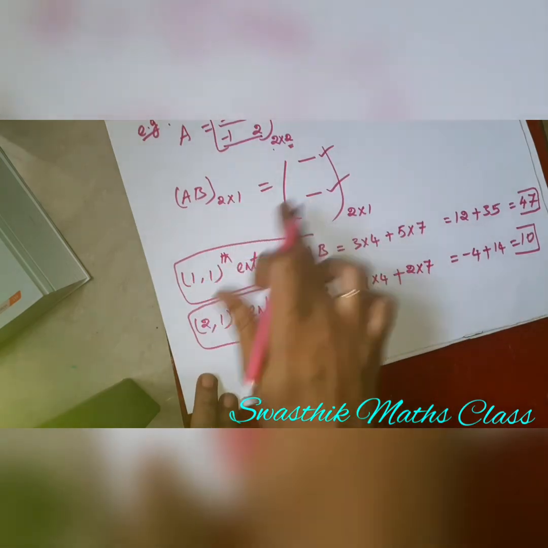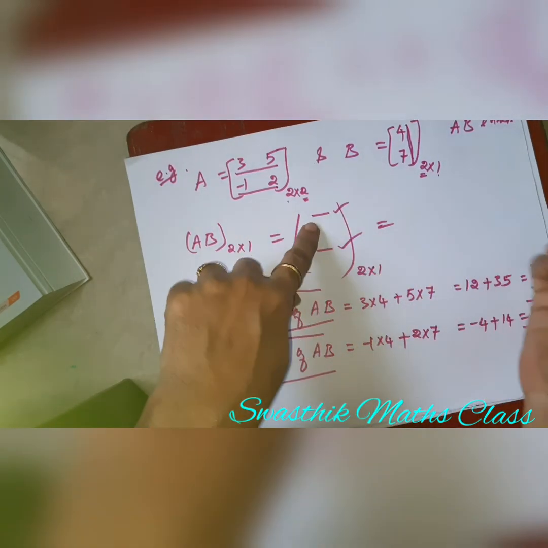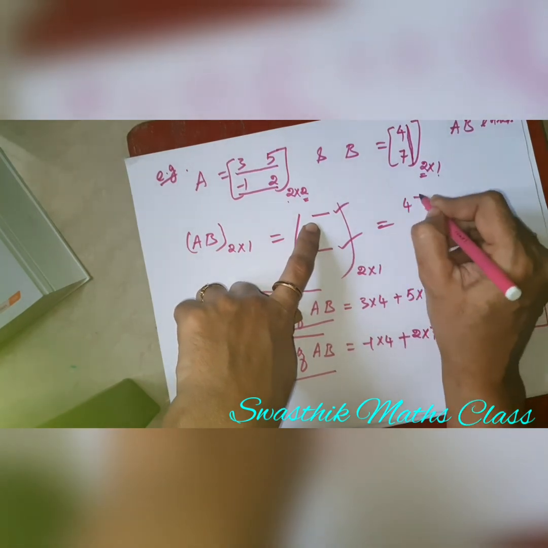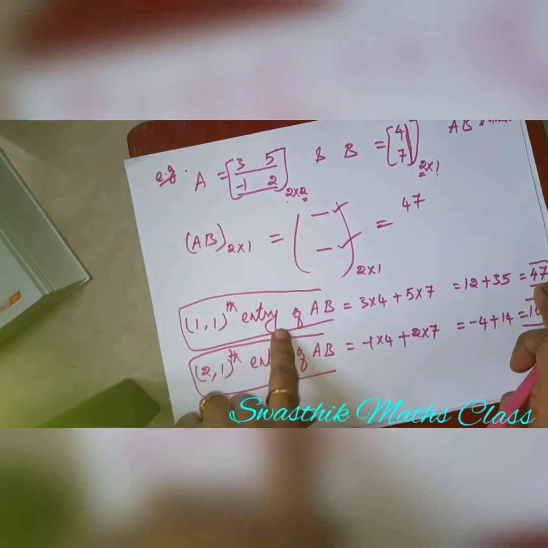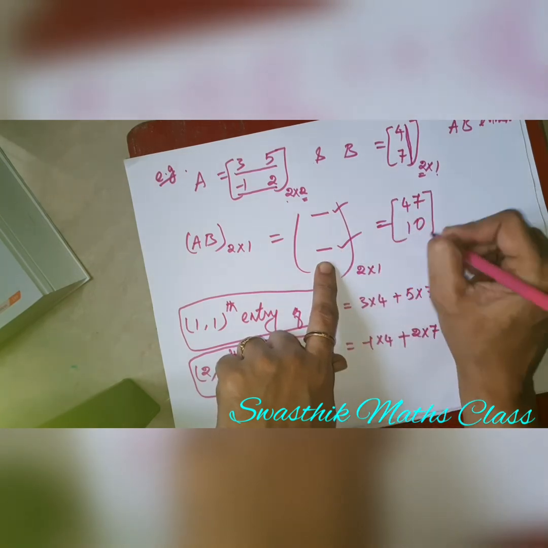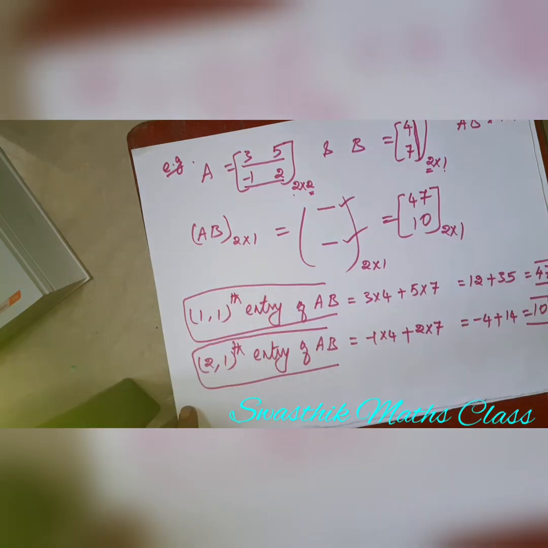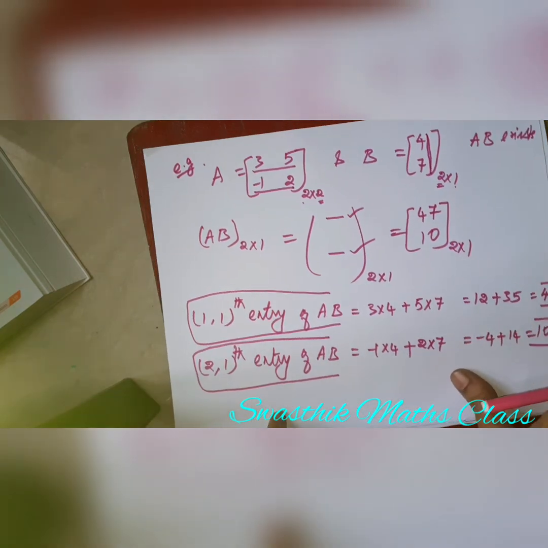So what is the matrix AB now? Now we can fill these blanks. In the 1/1th position it is 47 and in the 2/1th position it is 10. So this is the new matrix AB whose order is 2 by 1, right? Is it clear now?